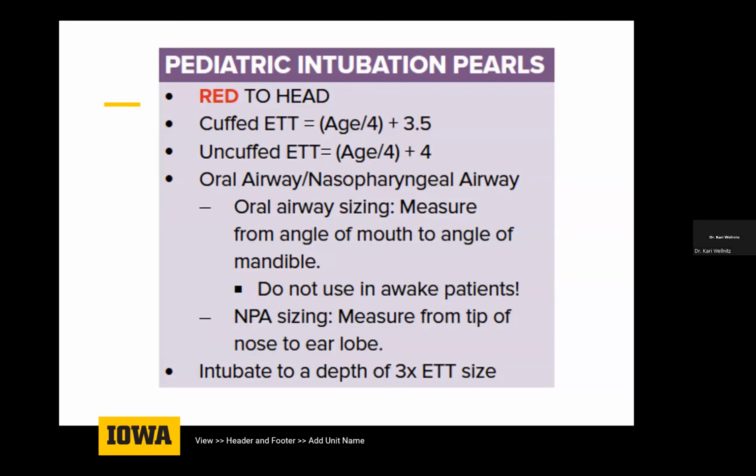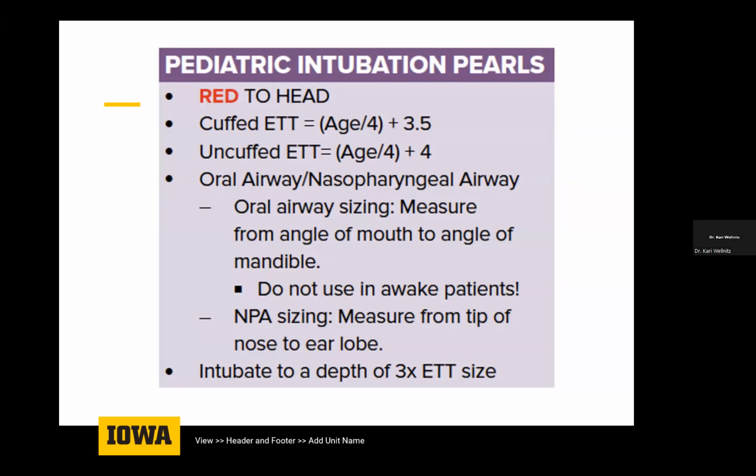A cuffed endotracheal tube can be really helpful if you're needing to deliver higher pressures in order to adequately ventilate and oxygenate the kid when you're bagging. If you put in an uncuffed endotracheal tube, all that air is just going to go out around. In terms of your oral airway, you just measure from the angle of the mouth to the angle of the jaw. It's important not to put it in awake patients or kids that are moderately awake. If the kid is not adequately sedated, they're going to puke on it. And then for your nasopharyngeal airway, measure from the tip of your nose to your earlobe.